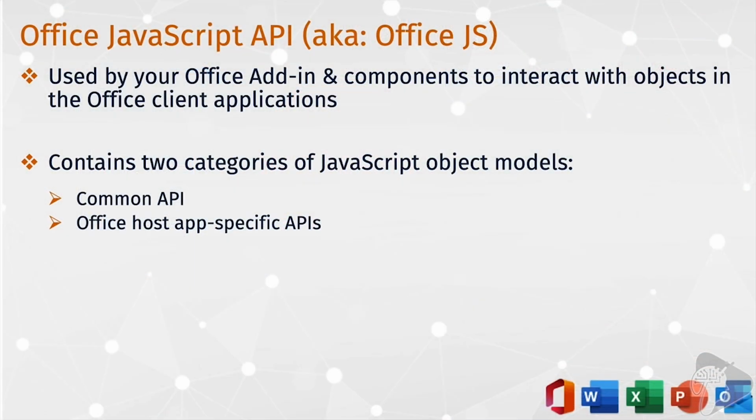Then you have some host-specific APIs. We have host-specific APIs for Excel and Word. These provide strongly typed objects that you can use to access specific elements in the host application. For example, the Excel API contains objects that represent worksheets, ranges, tables, charts, and a whole lot more. You can refer to the notes associated with this lesson for links on each of the different APIs, including the Common API, the Word API, the Excel API, the Outlook API, and the PowerPoint API.